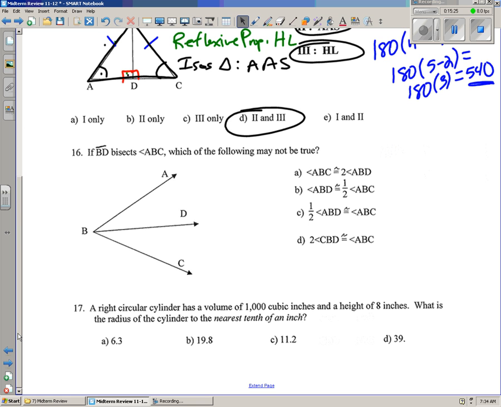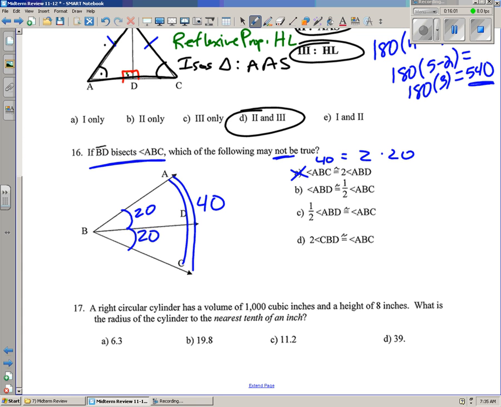So number 16 says if BD bisects angle ABC, which of the following may not be true? So if BD is bisecting the angle, we're going to get a swoosh here and a swoosh there. Those two angles are congruent. So I'm going to pick numbers for them. Let's say ABD was 20. That would make DBC 20. And that would make the big angle here 40. And that might help us with this. So we get angle ABC, which is 40. Is that equal to 2 times ABD, which is 20? Well, that's true. So that's not the answer we want, which is not true.